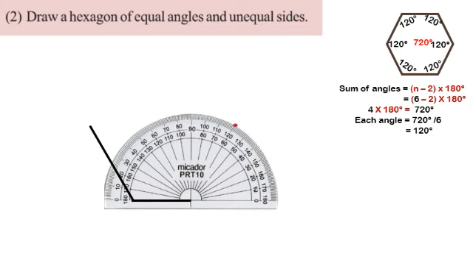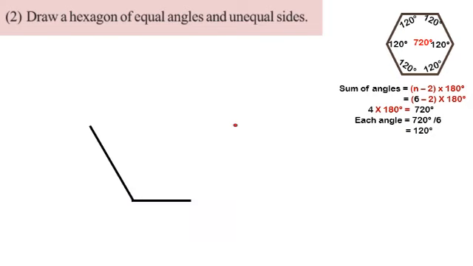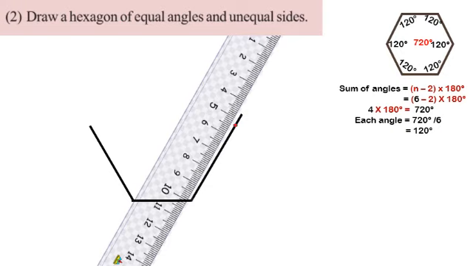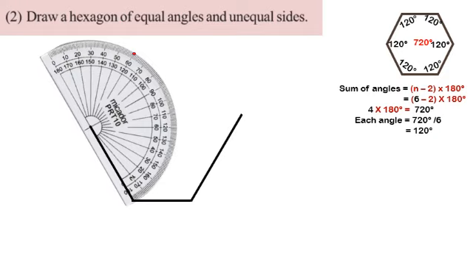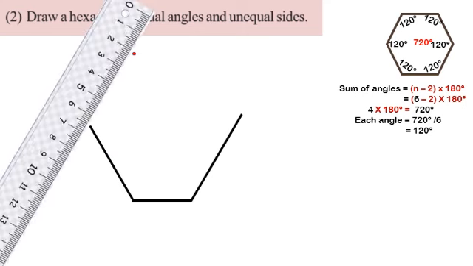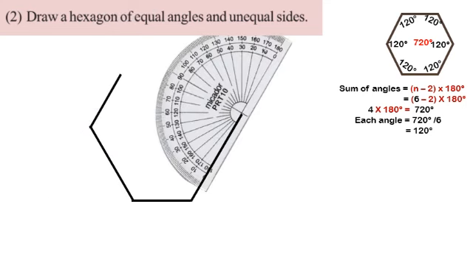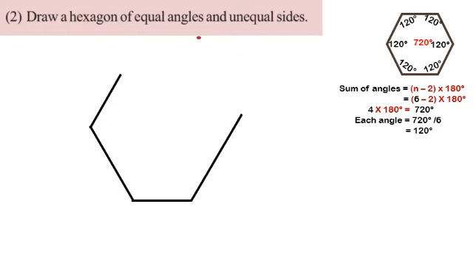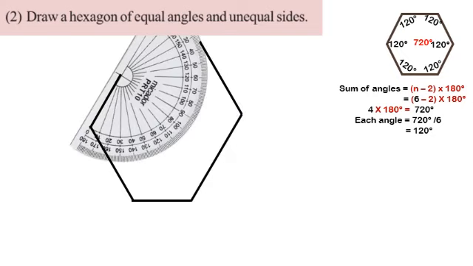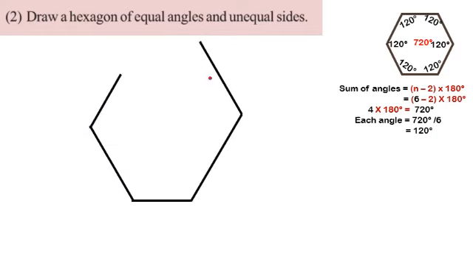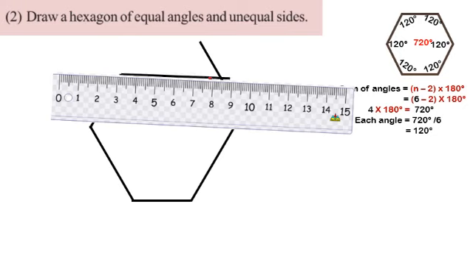First mark 120 degree angle. Then use your ruler and draw line towards this point with a different measure. Then repeat the same from this point. First mark 120 degree angle and draw line towards this point. Then do the same from this point. First mark 120 degree angle, then use ruler and draw a line towards this point. Repeat the same from this point. First mark 120 degree angle and draw line towards this point.